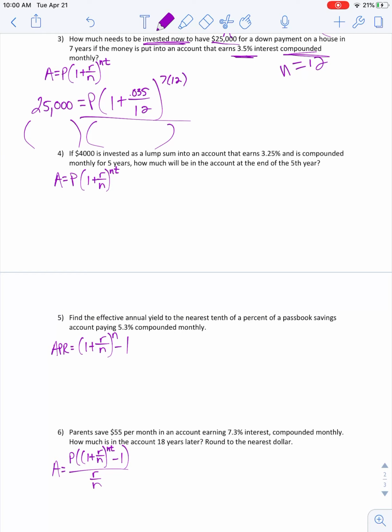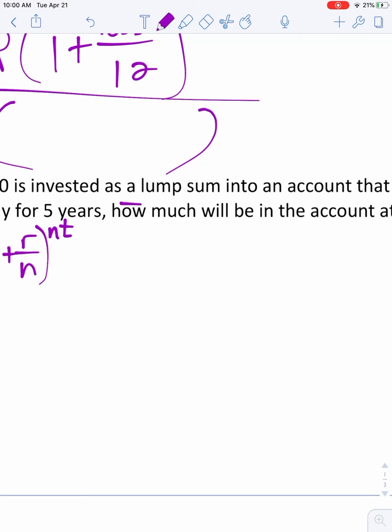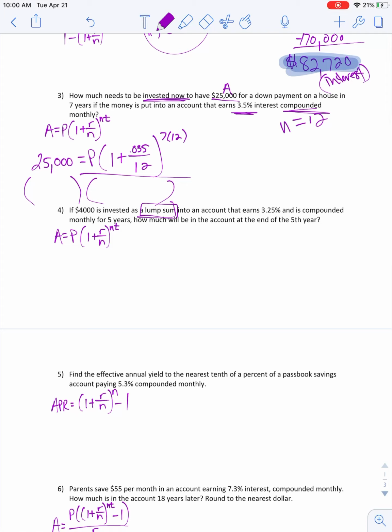Okay. Number 4. So number 4 is, again, the same type of problem. 4,000 is invested as a lump sum. That's a key word. That means one time. I'm putting this 4,000 in one time. It's not an annuity. It is not an annuity. After the end of the 5th year is what I want to figure out. Again, compounded monthly, so our N is 12 again.